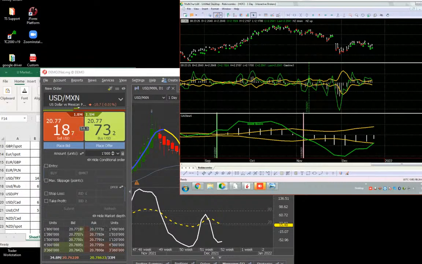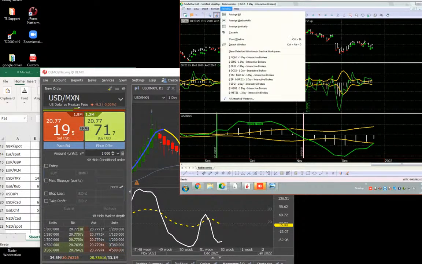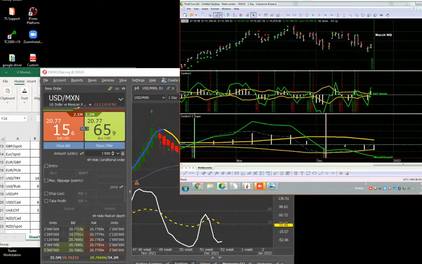Alright, so from the energies, we're done. Okay, we've done the metals. Let's jump over to the stock indices and see what they're up to. They're rallying this morning. You can see there's the NASDAQ 100 turning into a plus. We have a little green line going on there now. Our weekly is still down. We'll see how well they do here.